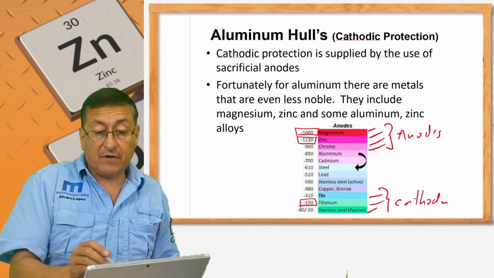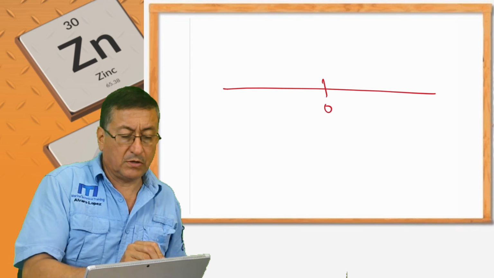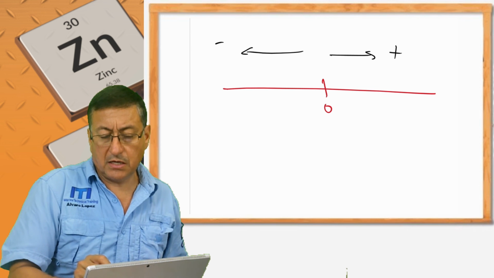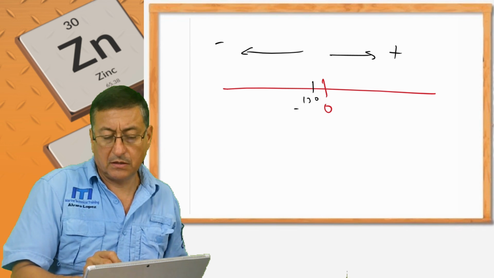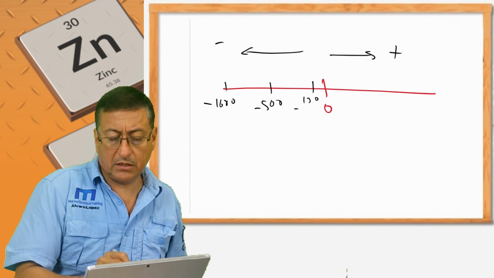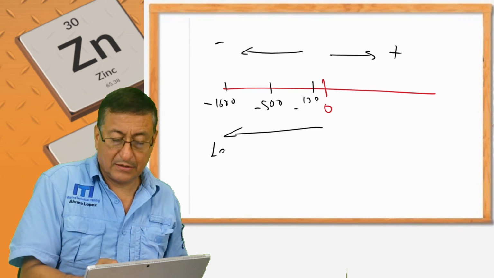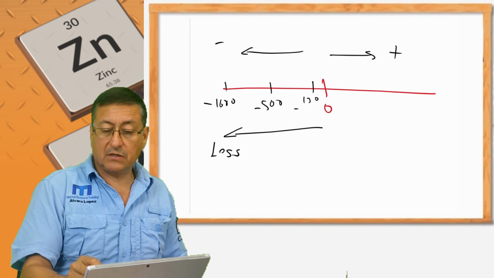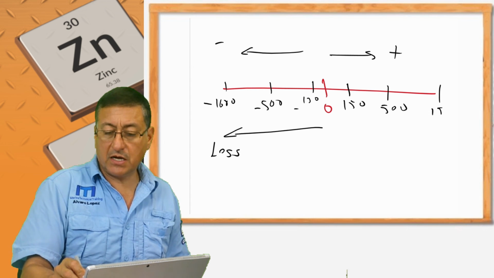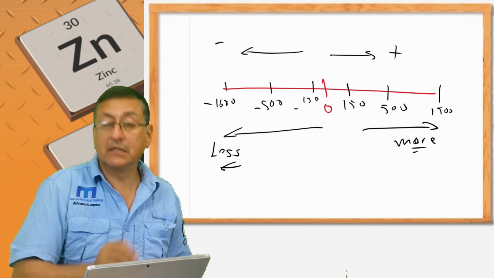Because, my friend, if you have a ruler here and you put 0 over there, this is the positive side and this is the negative side. Minus 150 is here, minus 500 is here, minus 1600 is here. What is less? This is less, it is more negative, and this is positive 150, positive 500, positive 1500. This is more, and this is less.